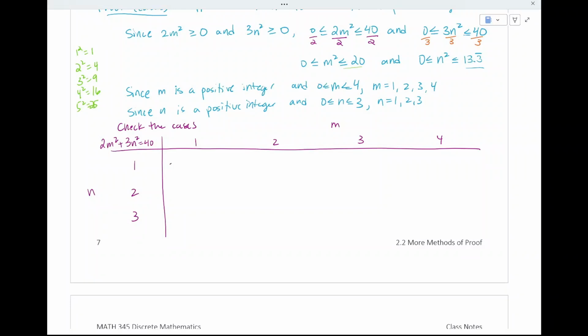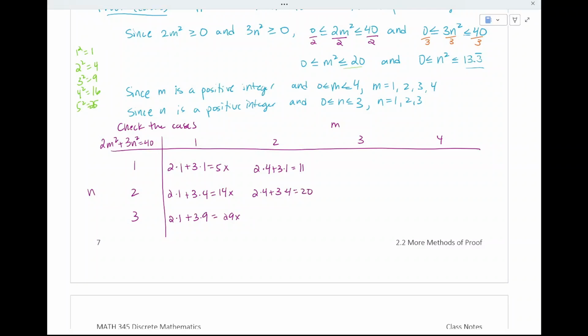So let's see. 2 times 1 squared is 1, plus 3 times 1 squared is 1 is 5. So that's not right. Let's come down here. Let's see, 2 times 1 plus 3 times 2 squared is 4, is 12, 14, still not right. So I'm going to go through and check all of these cases. 2 times 1 plus 3 times 9 is 29. Nope. Now we'll go to 2 times 2 squared is 4, plus 3 times 1, which is 11. 2 times 4 plus 3 times 4, getting closer, is 20.